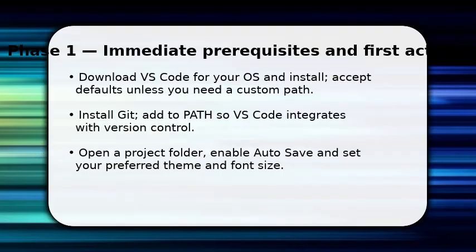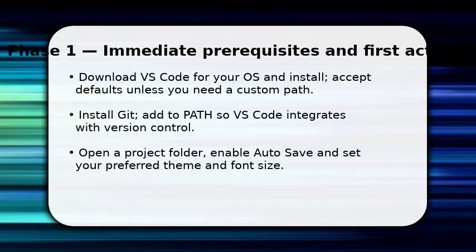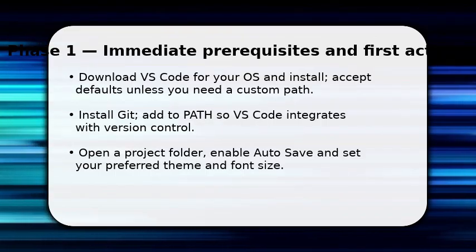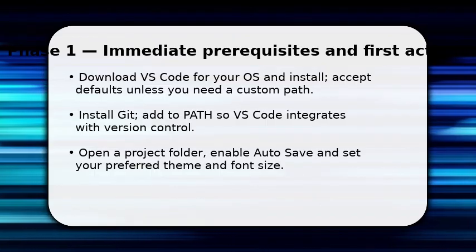You begin by installing Visual Studio Code and Git, then opening your project folder. This gets you into a workflow quickly. Once done, enable auto-save and set a comfortable font size and color theme so you reduce eye strain. Make sure Git is on your path so the source control panel shows changes immediately. You'll also install the language extension for your primary language. This creates syntax, snippets, and linting support from the first file you open.